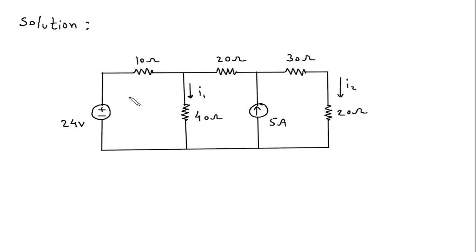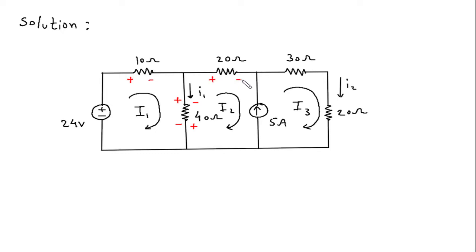Now let's assume this is mesh 1 with current capital I1. This is mesh number 2 with current capital I2, and this is mesh number 3 with current capital I3. Now according to the direction of this current, this will be positive, this will be negative. Here positive, negative. Here positive, negative. Positive, negative. Now we will apply KVL to mesh number 1.